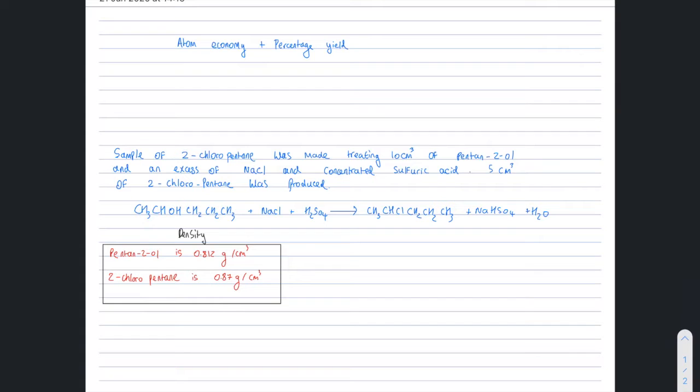A formula you can use is actual yield divided by theoretical yield multiplied by 100.